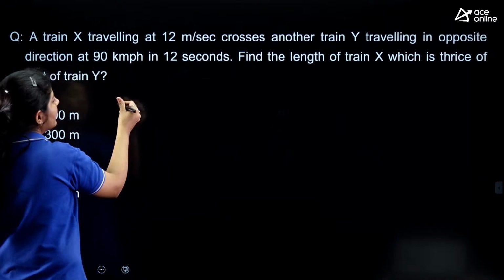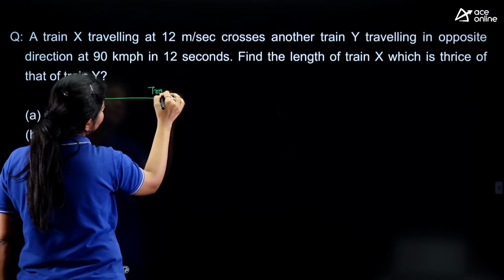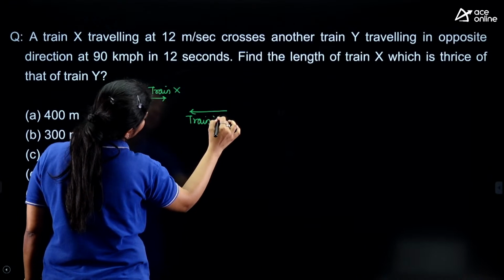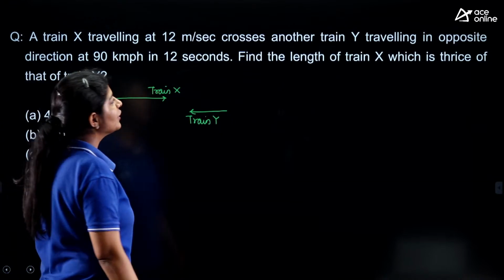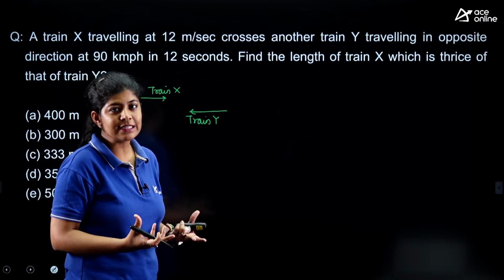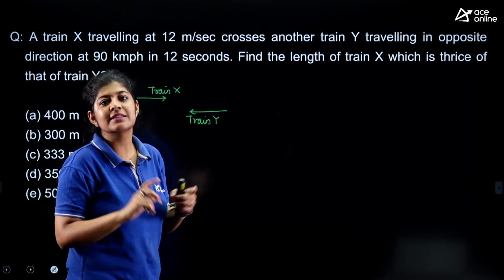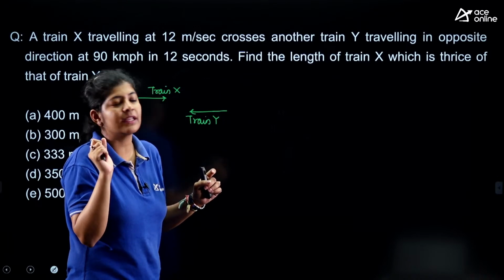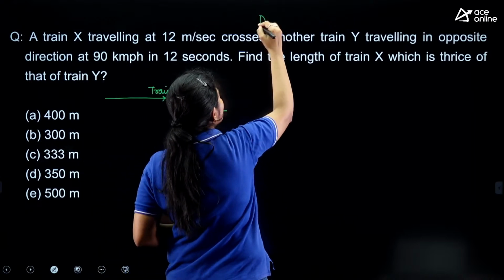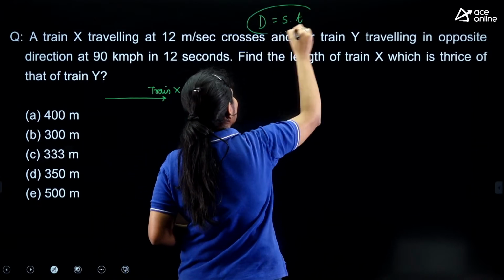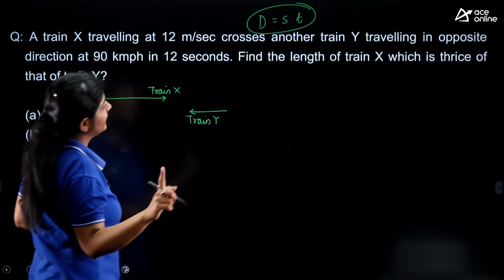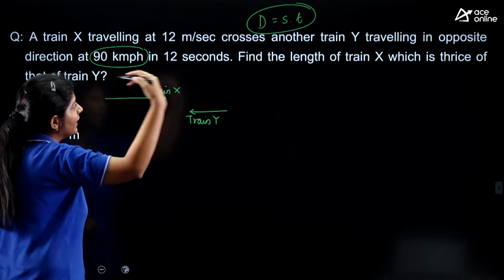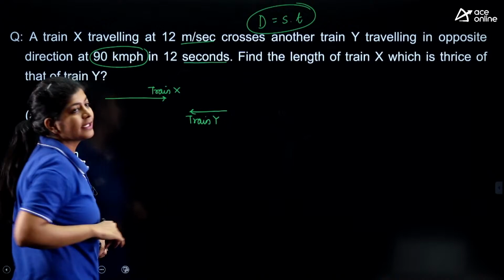So here we are having two trains. This is my train X, and this is my train Y. We know that whenever we talk about problems on trains, the distance that we need to consider is nothing but the total length of the trains. We know that distance is equal to speed into time, and we are going to use that only. But first we need to convert this, because the rest of the things are in another unit, that is meters per second.